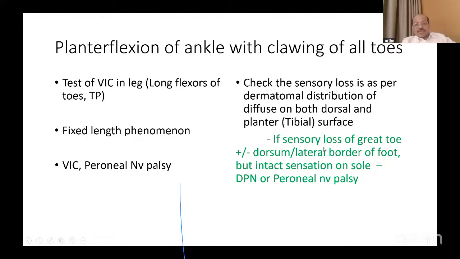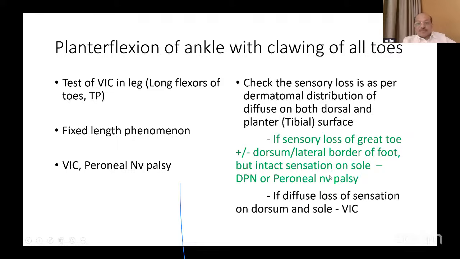then basically it is a nerve territory distribution, in the territory of the nerve. So it is either a deep peroneal nerve palsy leading to loss of sensation of the first toe space and the great toe, or a complete peroneal nerve palsy, involving the whole dorsum of the foot. But the sole is supplied by the tibial nerve, so that indicates a nerve injury. But if there is diffuse loss of sensation, both the dorsum and the sole, that means all the nerves of the leg are affected. So most probably it is a Volkmann ischemic contracture. So in this way you can differentiate.